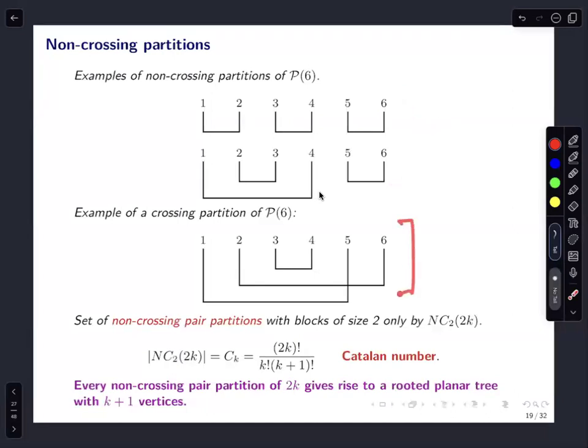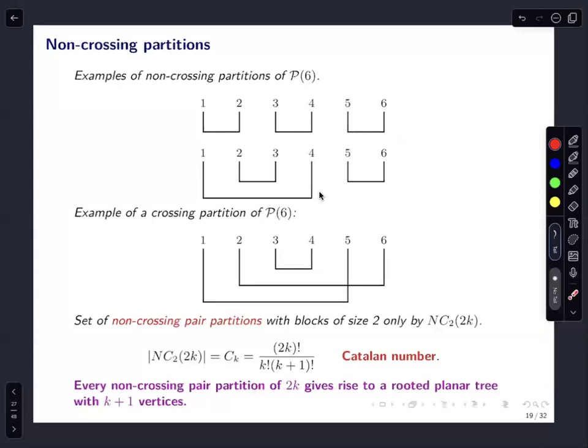And this is an example where a crossing happens in the sense that 1, 5 is in one block and 2, 6 is in another block, but this line crosses this line. So there is a crossing around here. So these are crossing partitions and these are non-crossing partitions.